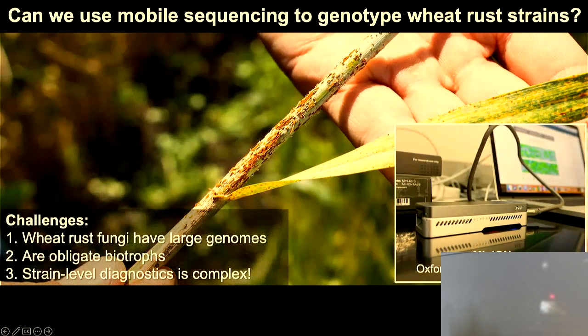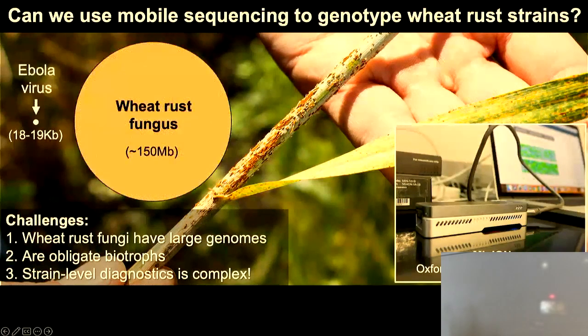And so, of course, as we've already heard, the wheat rust fungi have very, very large genomes. So if we compare the wheat rust fungi to, for instance, Ebola, the wheat rust fungal genome is over 10,000 times larger. And of course, the MinION sequencer is quite small, it's portable, but the one limitation is it generates a small amount of data compared to other sequencing strategies. And so this was going to be a challenge if we were going to multiplex samples.